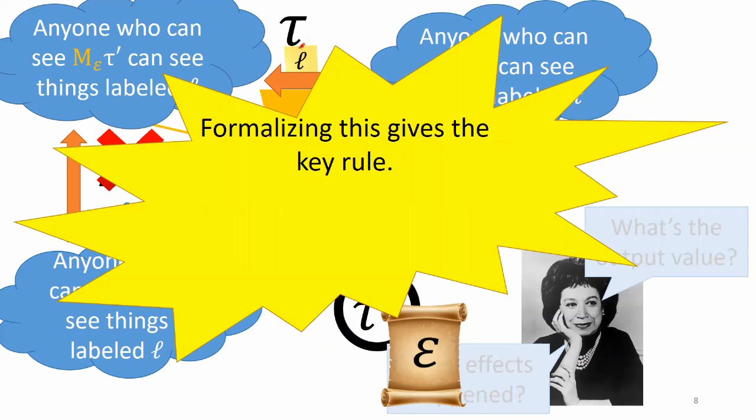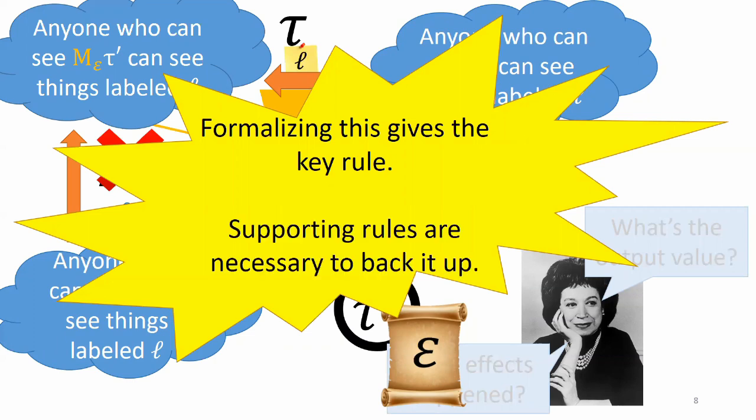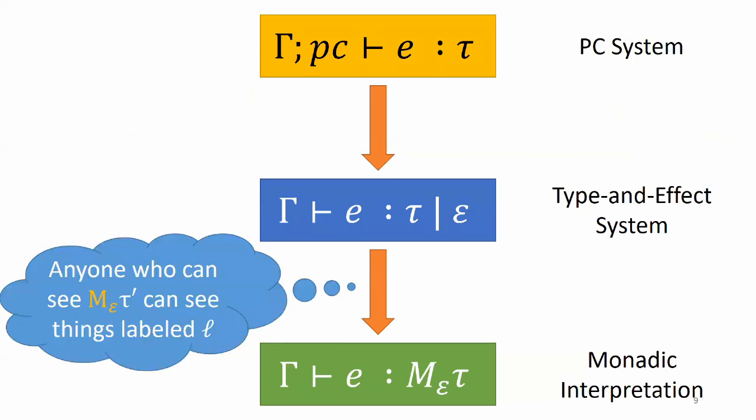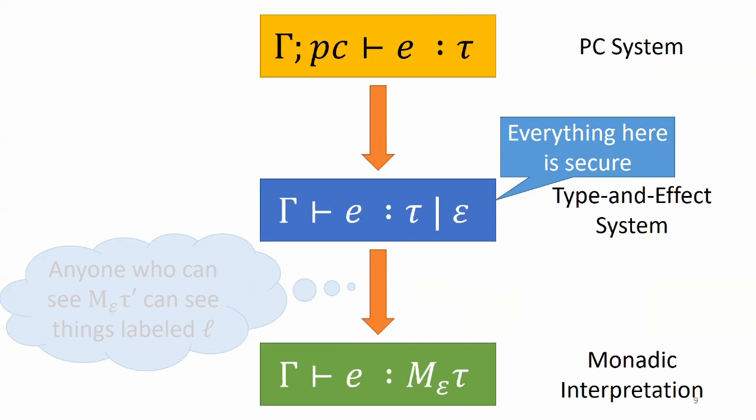Of course, this doesn't work on its own. Supporting rules are necessary to back it up. Sadly, I'm not going to have time to talk about the supporting rules in this talk, so you should look at our paper. So, we now have our model, and we know what the key rule is in this bottom transformation. Interestingly, what this does is it guarantees that everything in the type and effect system is secure.